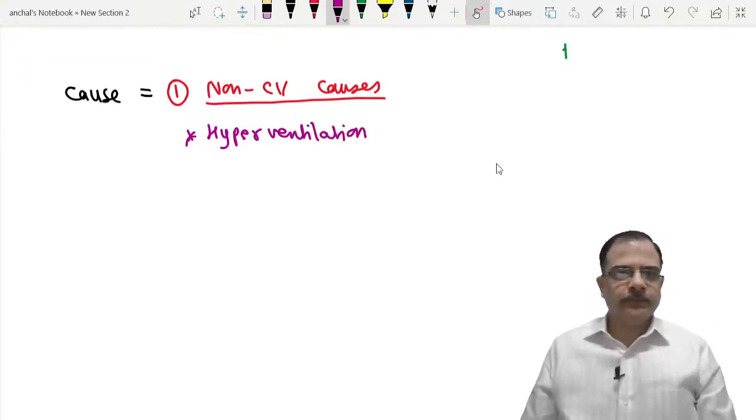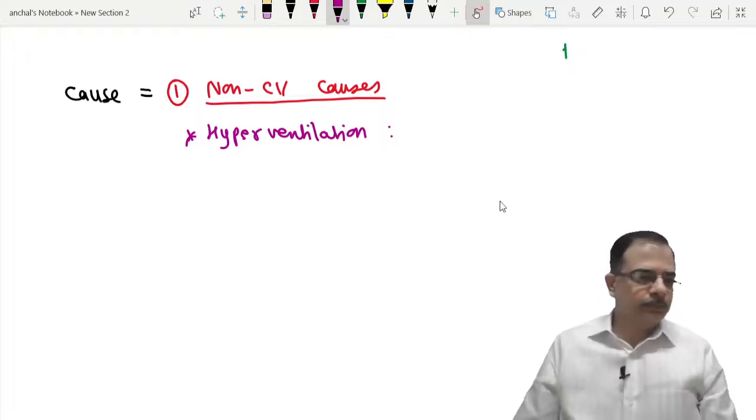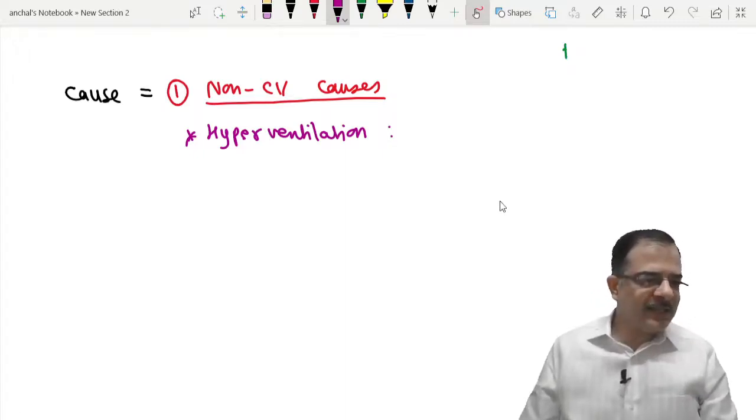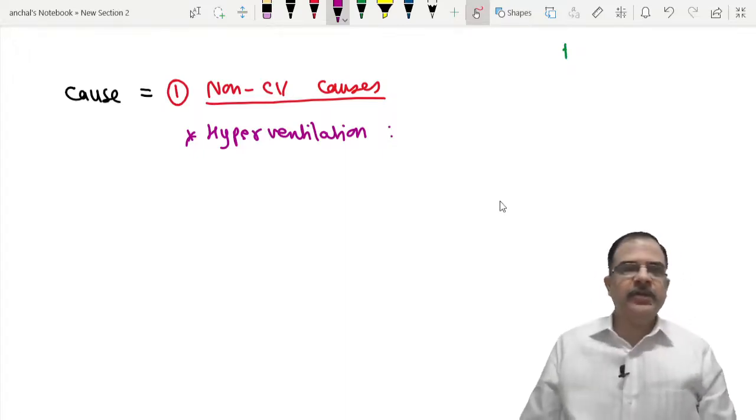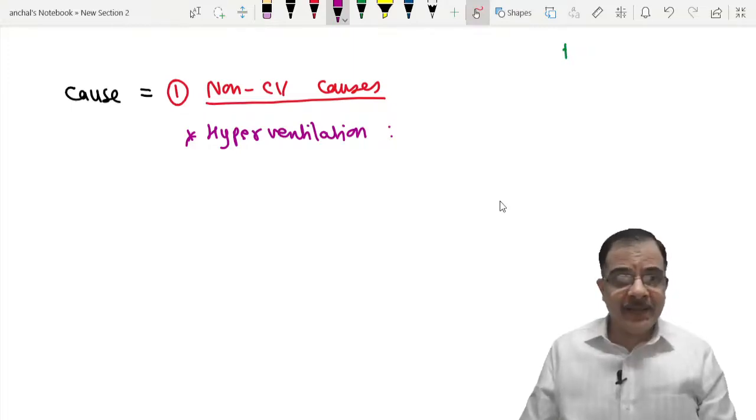Hyperventilation. So hyperventilation is... during surgery. If the vessel is cut, it has to be immediately ligated, otherwise the patient will die from bleeding. So it is not left open, it is immediately ligated or corrected.